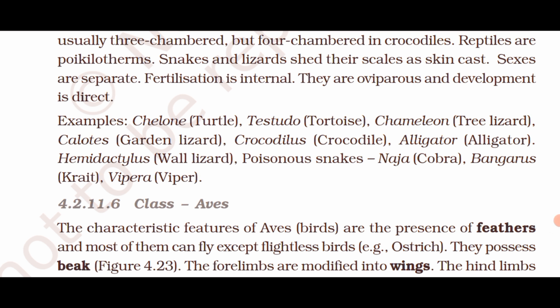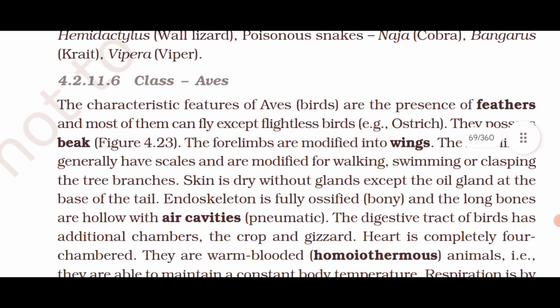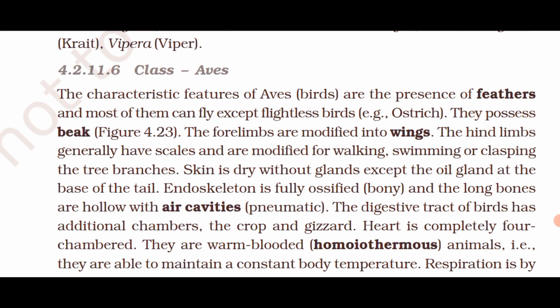4.2.11.6 Class Aves. The characteristic features of Aves or birds are the presence of feathers, and most of them can fly except flightless birds, e.g., ostrich. They possess beak. The forelimbs are modified into wings. The hind limbs generally have scales and are modified for walking, swimming, or clasping the tree branches. Skin is dry without glands except the oil gland at the base of the tail.